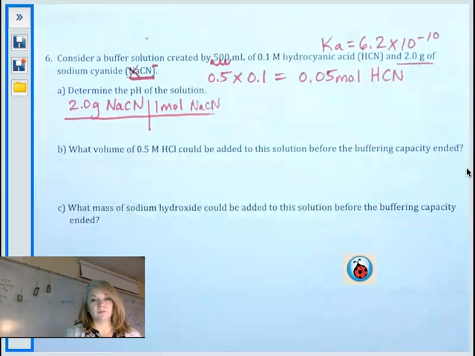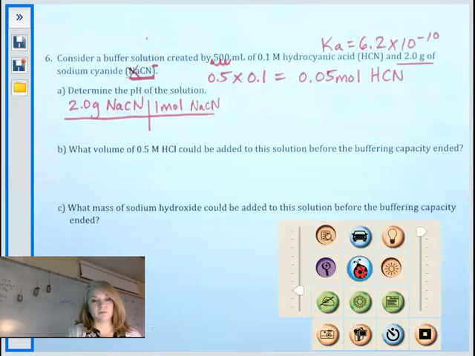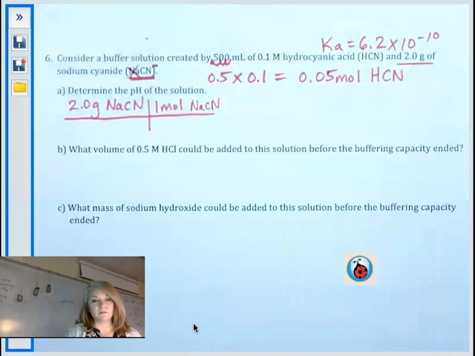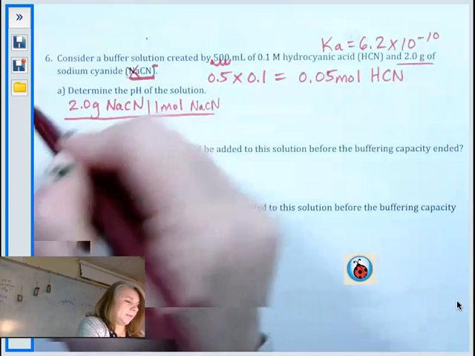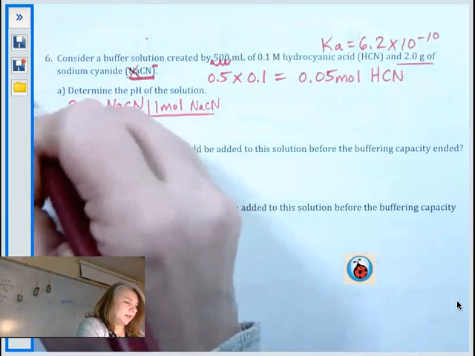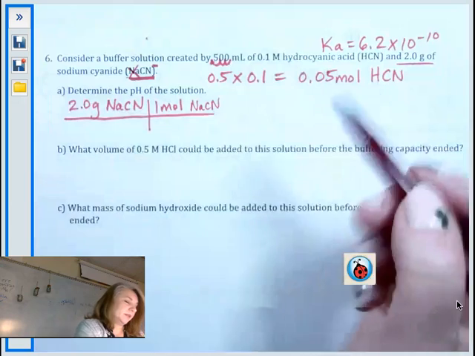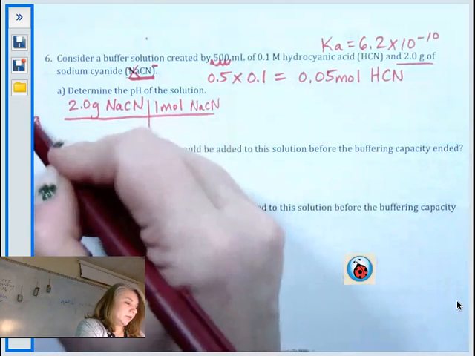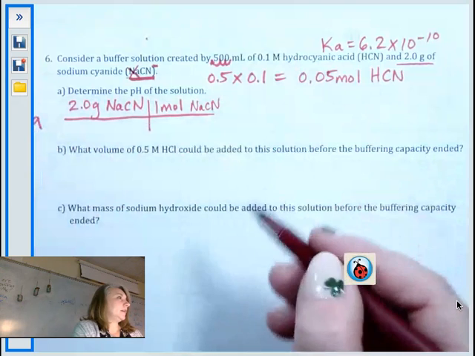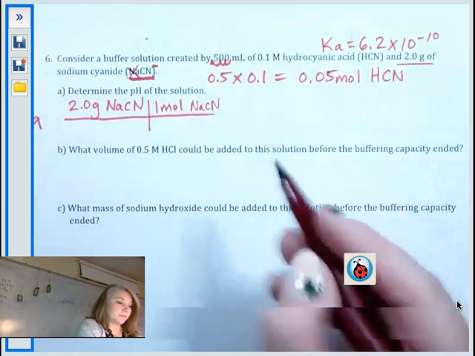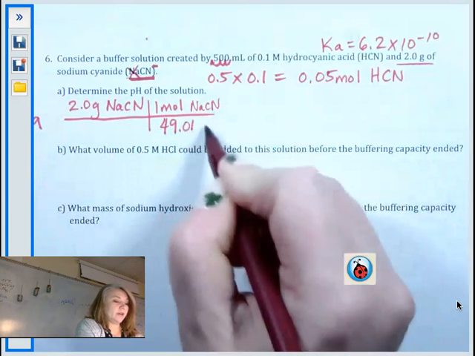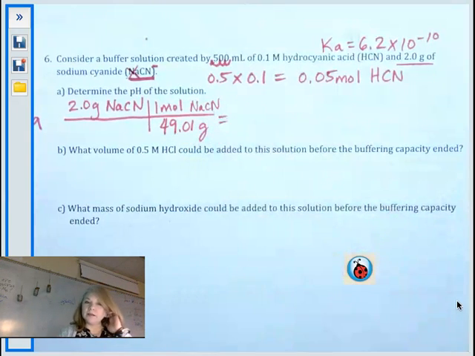I don't want to get this wrong, but I got 51 for the mass. No, I got 36. Hold on. Oh, never mind. Is that 49? Who got 49? 49.01. I agree. Okay. All right, so do your math real quick.